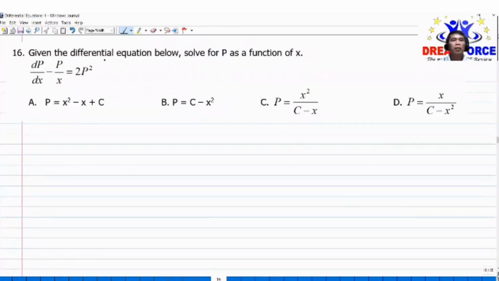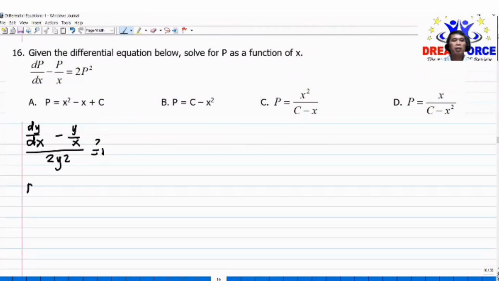Okay, dito naman, given differential equation, solve below, solve for P as a function of X. Okay. So ito, palitan lang natin yung P ng Y. So dy dx minus P all over X or Y over X all over 2 y squared is it equal to 1. Okay, you can try A, you can try B, you can try C.